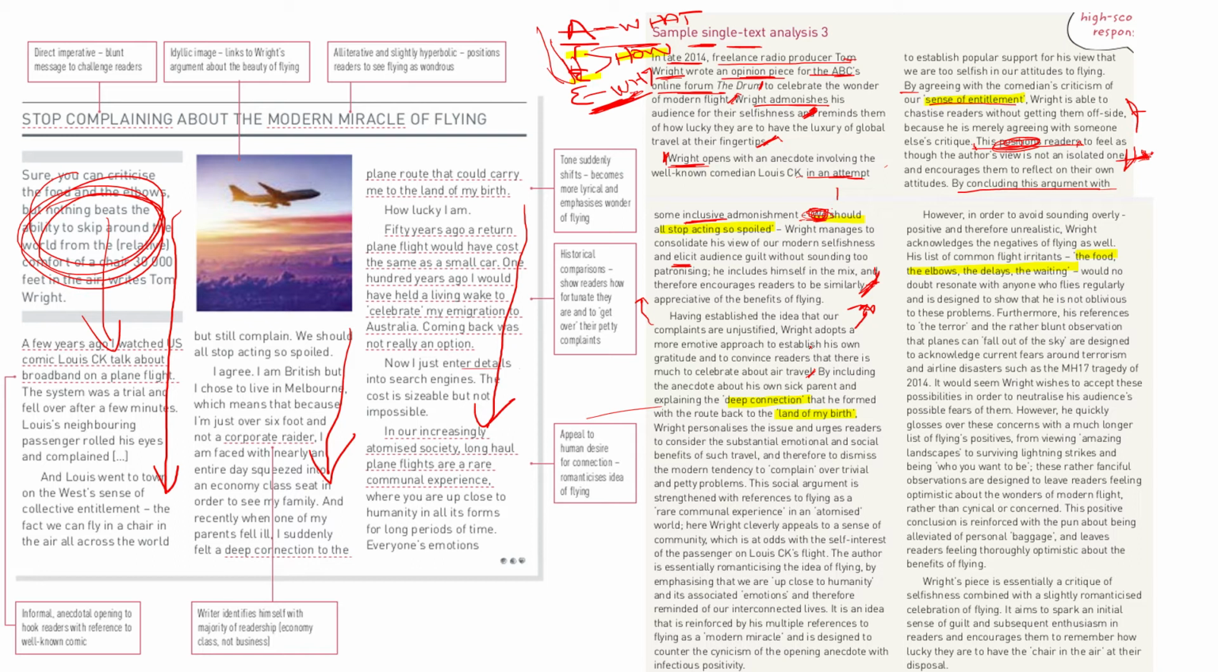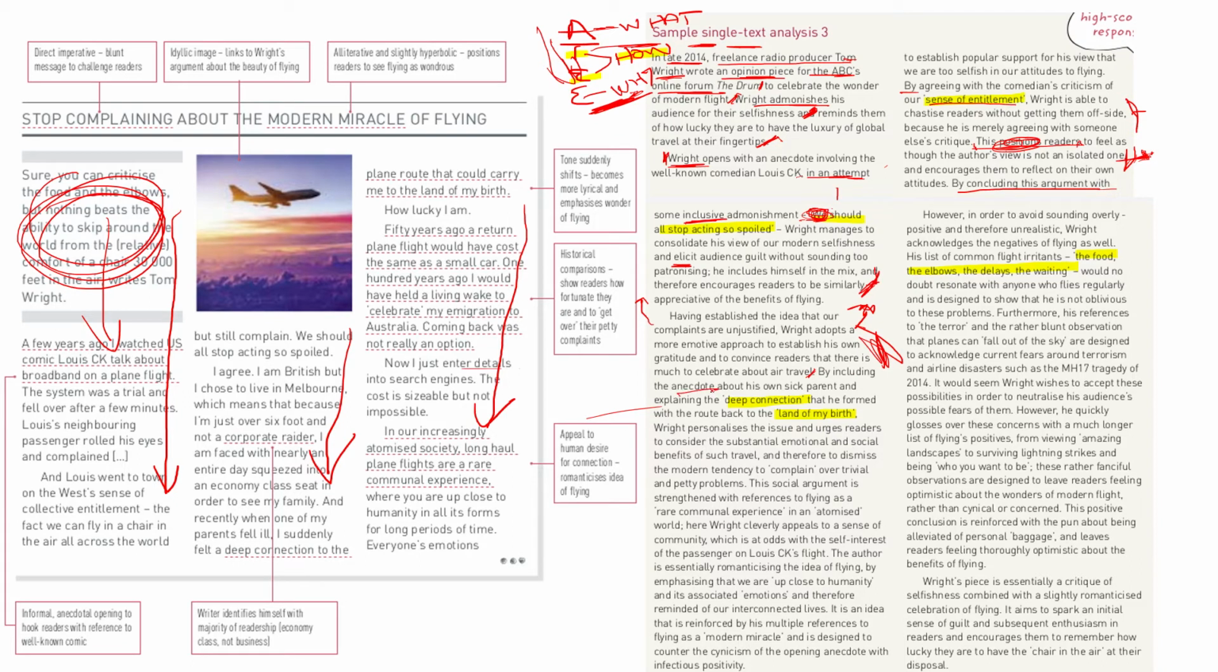Well, in this case, Wright adopts a more emotive approach to establish his own gratitude and to convince readers that there is much to celebrate about air travel. So again, it doesn't matter what exactly that thing is. All that matters is that Jenny is establishing what is happening next in the article. And then she's going to go into the how is he doing that with the techniques and the examples.